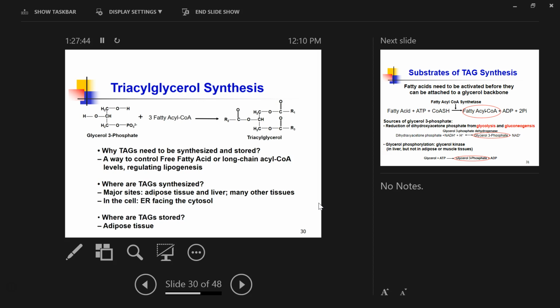Okay, now let's talk about triglyceride synthesis. It requires 2 substrates: the glycerol backbone, and 3 free fatty acids.